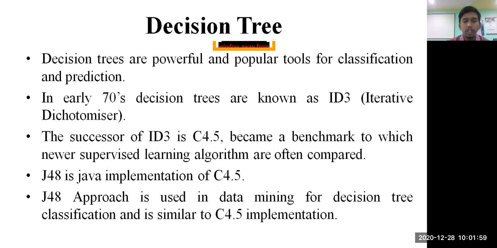Whenever you are trying to make decisions programmatically, you will have J48 as the Java implementation of C4.5. We'll try to understand what ID3 is and what C4.5 is, how they are differentiated, and what the update in C4.5 is, how this is different from ID3. All these things we will try to cover in today's concept.